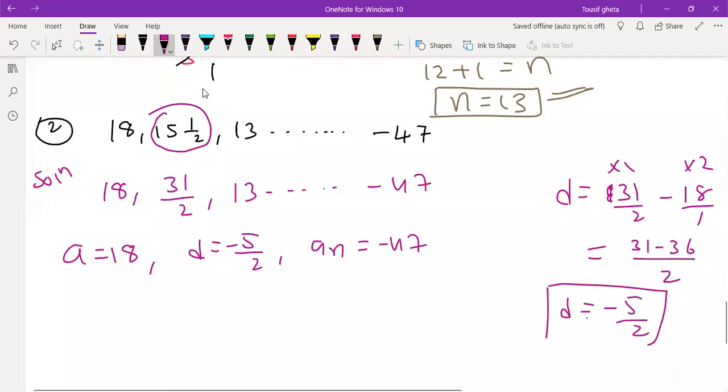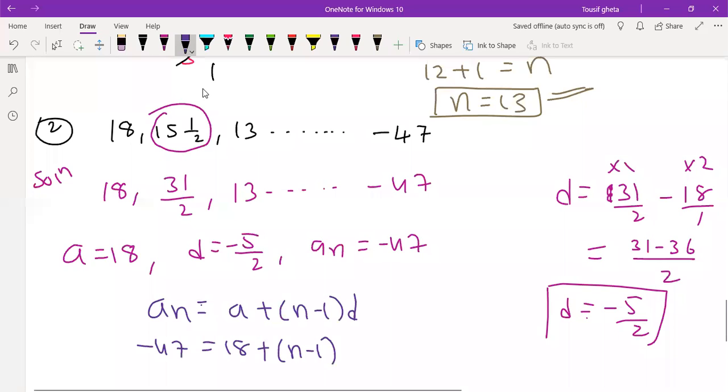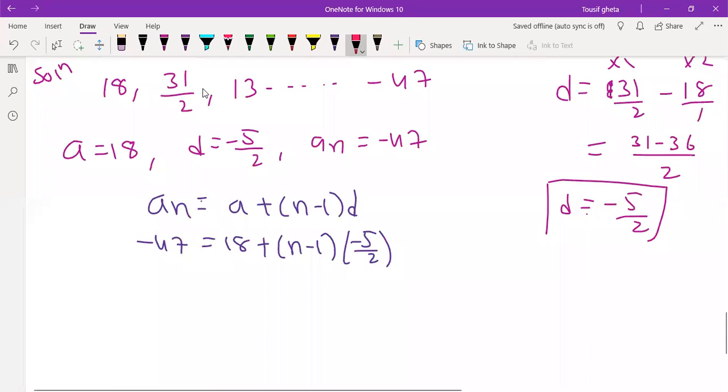Now apply the formula. AN is equal to A plus (N minus 1) of D. AN is minus 47 is equal to 18 plus (N minus 1), and the D value is minus 5 by 2. Now simple mathematics is involved. Go for it, it's easy. So this will come here: minus 47 minus 18 is equal to (N minus 1) of minus 5 by 2.